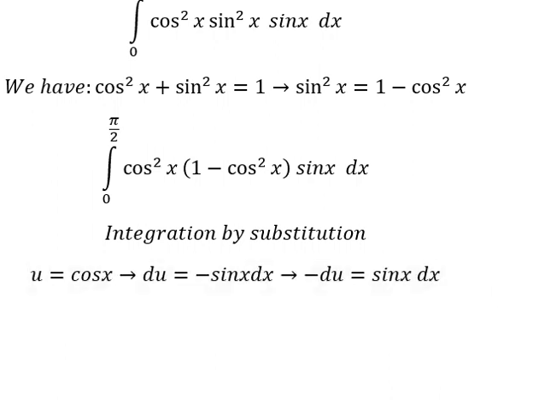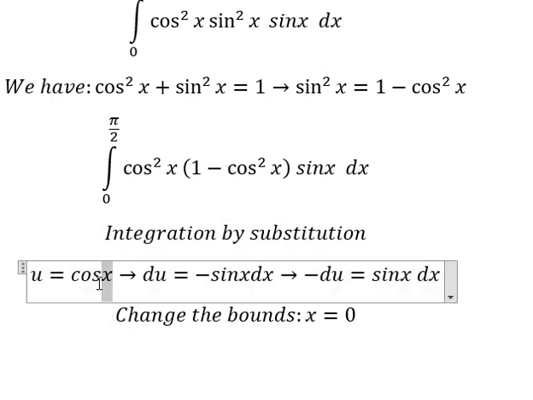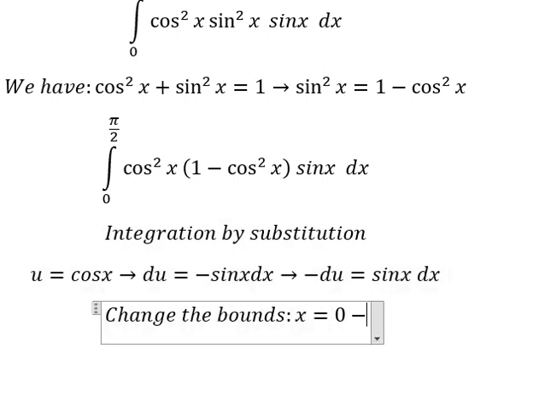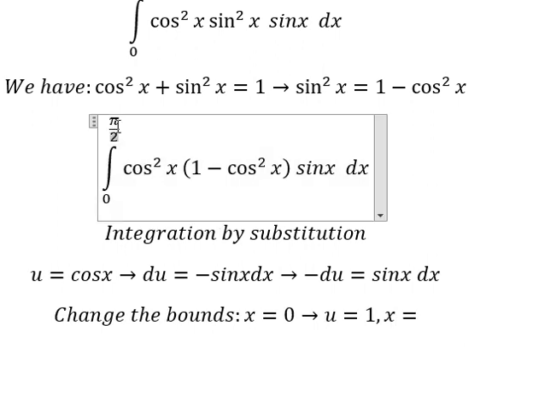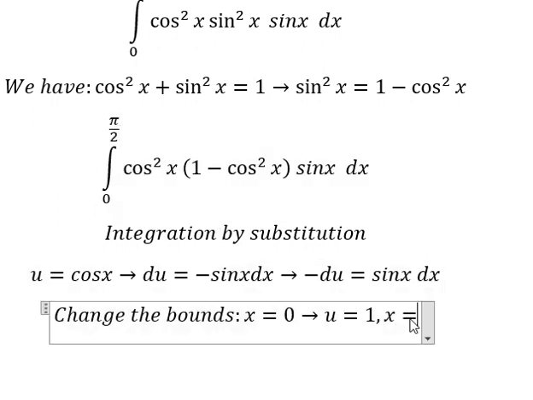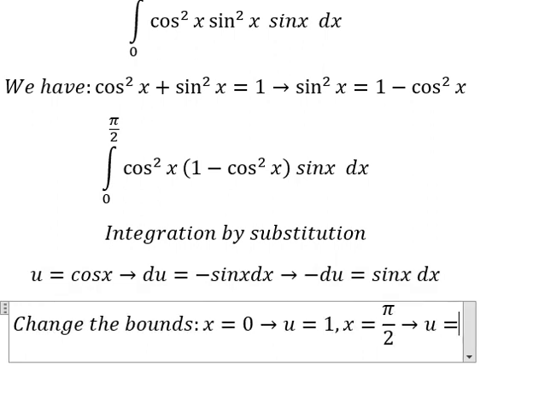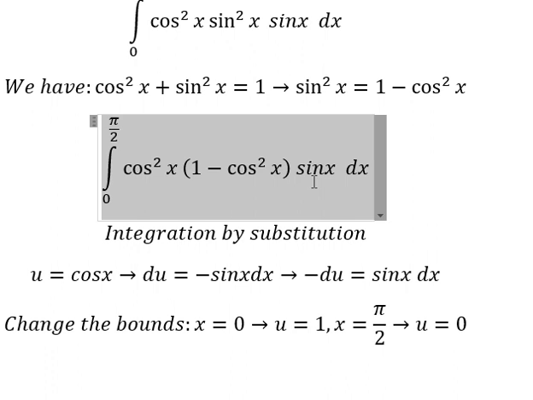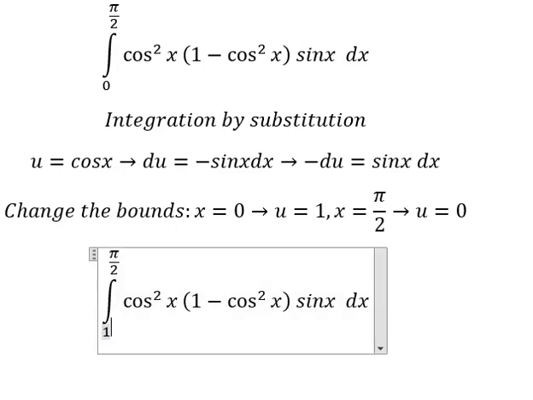Next, we need to change the bounds. When s equals 0, we put 0 in here, and we have u equals 1. When s equals pi over 2, we put pi over 2 in here, and we have u equals 0. So 0 we change to 1, and pi over 2 we change to 0.